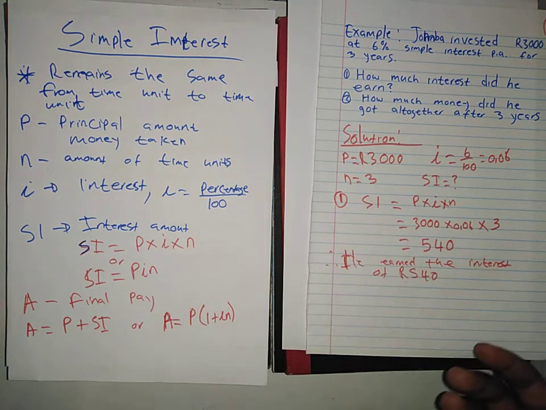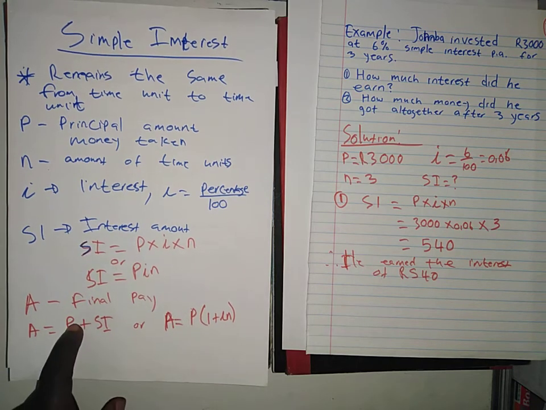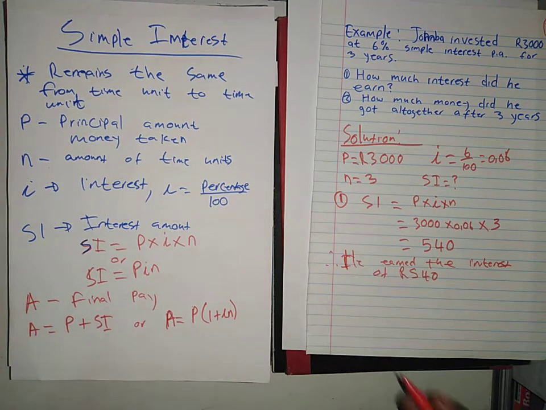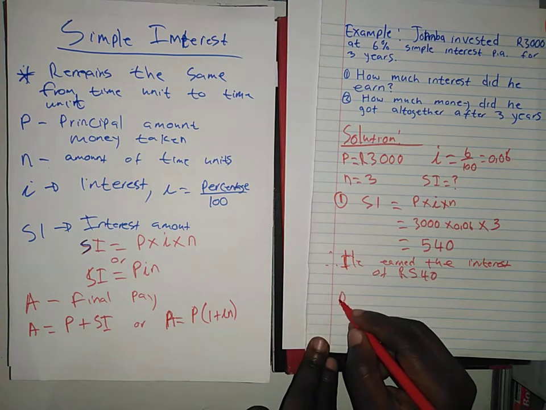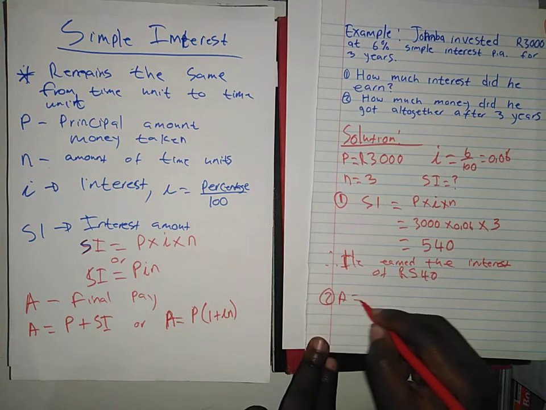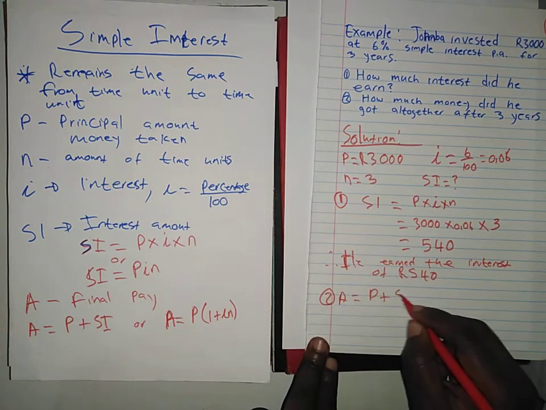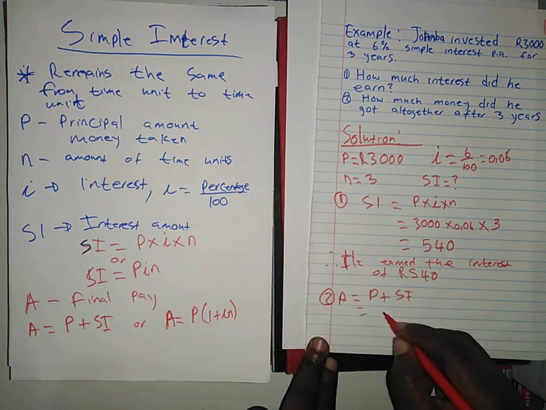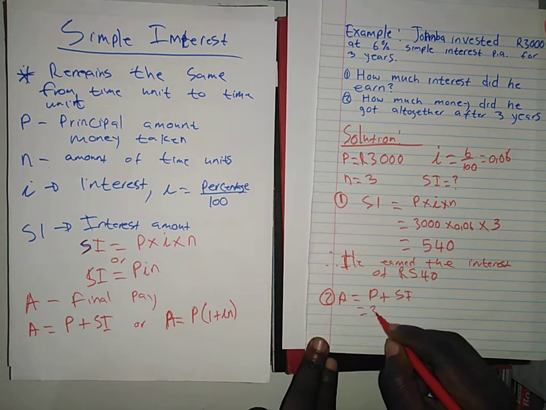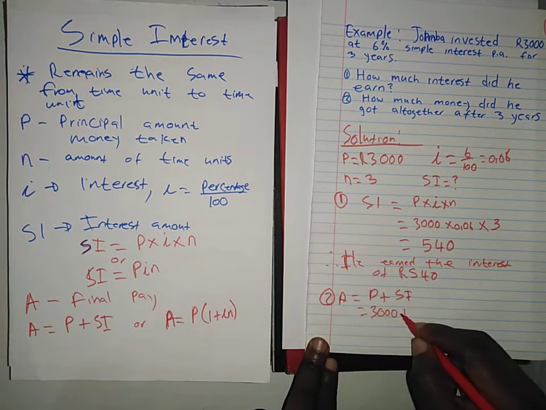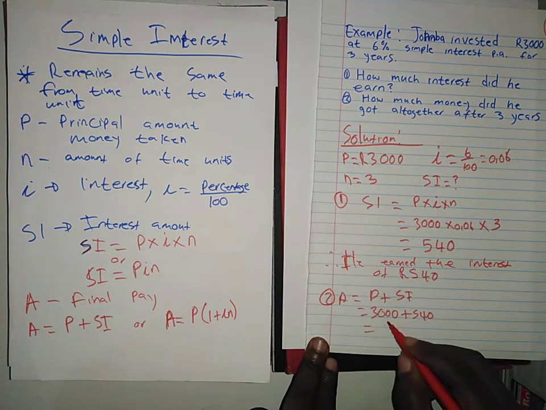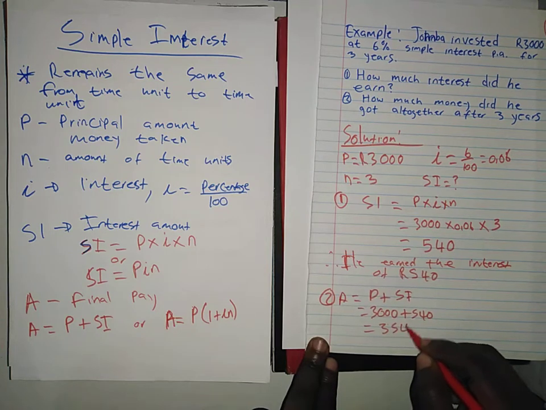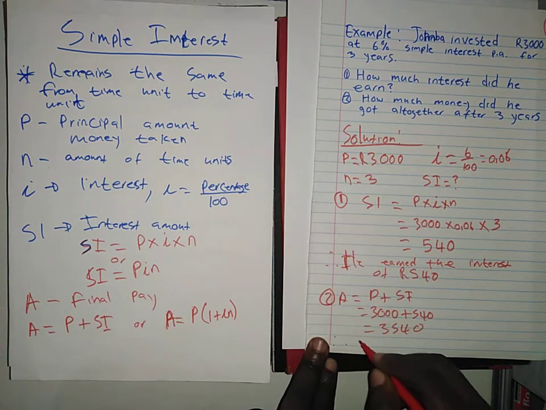How much money did he get altogether after 3 years? So after investing this money, how much did he get? We know here's our formula, or this one. We can pick any one, it does not really matter. Okay, so A, this is number 2. A is equal to P plus SI, which is equal to what? P is 1,000, and SI is 540, and that is 3,540.